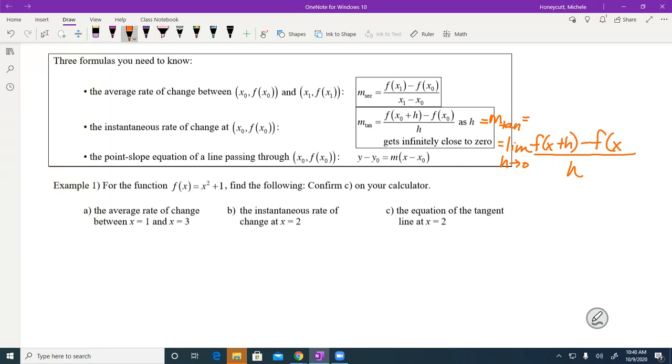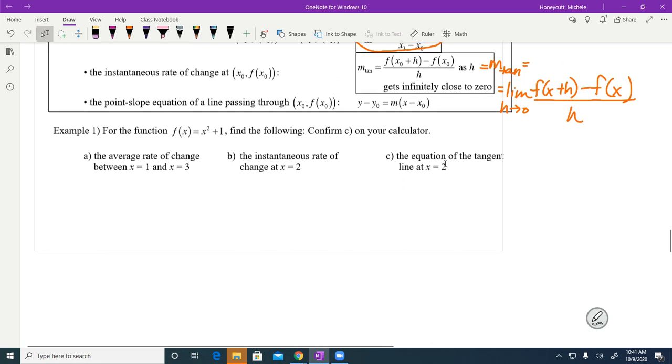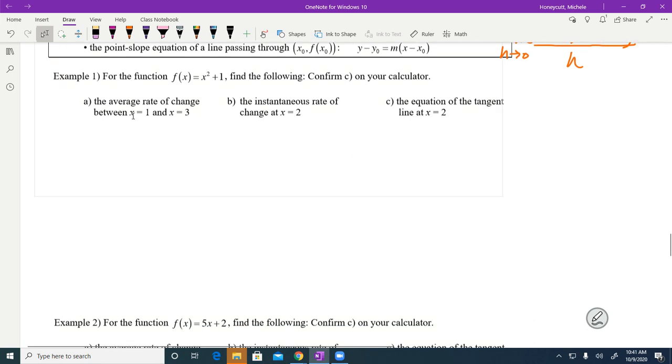So this is a formula you need to remember. This is how you find the slope of the tangent line. So you need to know the regular slope formula for a secant line and then the slope of the tangent line. So we have a couple of examples here. For the function f of x equals x squared plus 1, find the following and then confirm on your calculator. So we need to know the average rate of change. Average rate of change is the secant line. So average rate of change, slope of the secant line equals f of 3 minus f of 1 over 3 minus 1. And remember, slope is y2 minus y1.